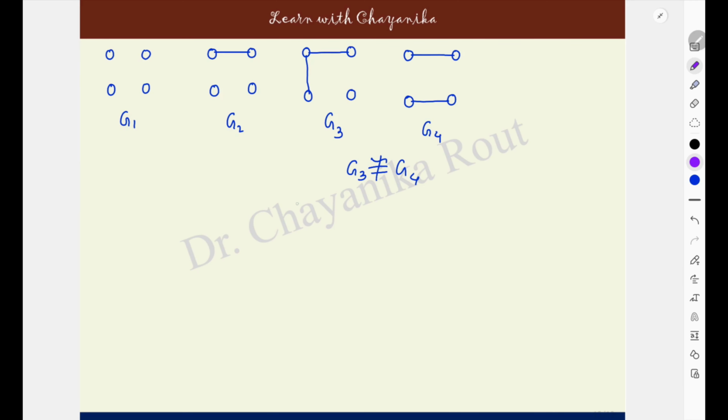The degree sequence of G3 is 2, 1, 1, 0, whereas the degree sequence of the graph G4 is 1, 1, 1, 1. So they are non-isomorphic graphs. Although 2 edges are inserted, they are inserted in a completely different format. So definitely they are non-isomorphic to each other.